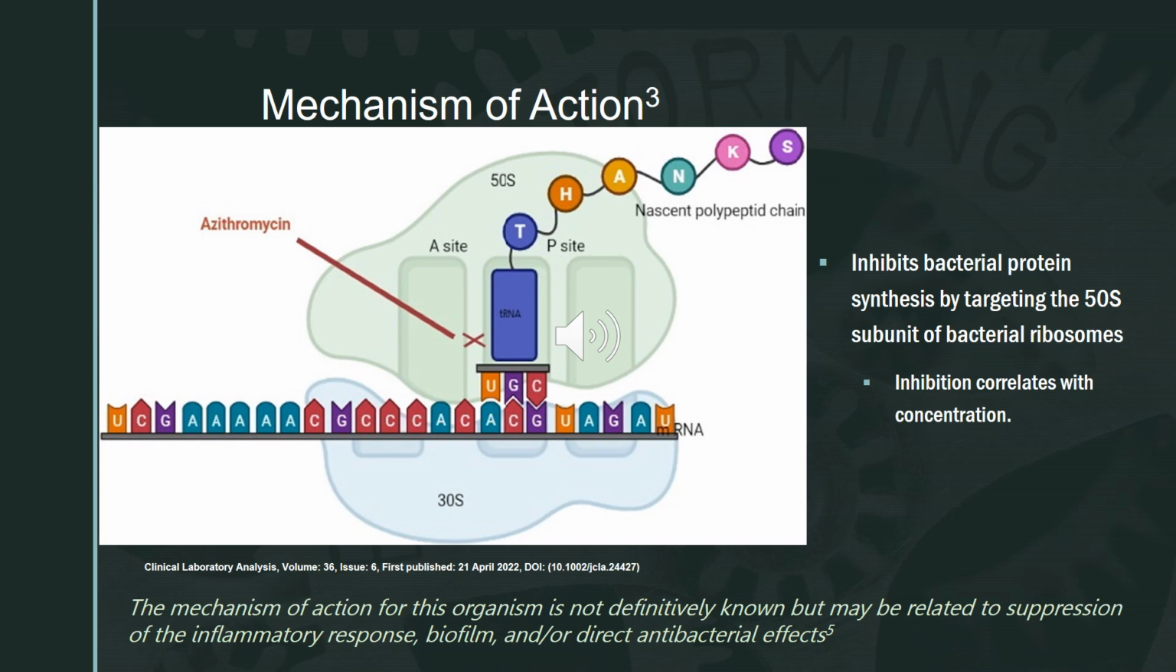Azithromycin inhibits bacterial protein synthesis by targeting the 50S subunit of bacterial ribosomes. And here in the image, we see azithromycin illustrated in red, and it is targeting the 50S subunit of this ribosome. Thus, it is stopping protein synthesis and is known as a bacteriostatic antibiotic. It does inhibit and is correlated to concentration. So the higher the concentration, the greater the inhibition of protein synthesis.